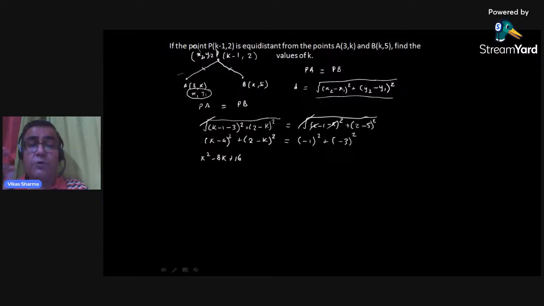Do remember to do it this way: a minus b whole square is always a square minus 2ab plus b square. Do not forget that 2ab, because I've still seen students of 10th class who say that k minus 4 whole square will be k square minus 16.